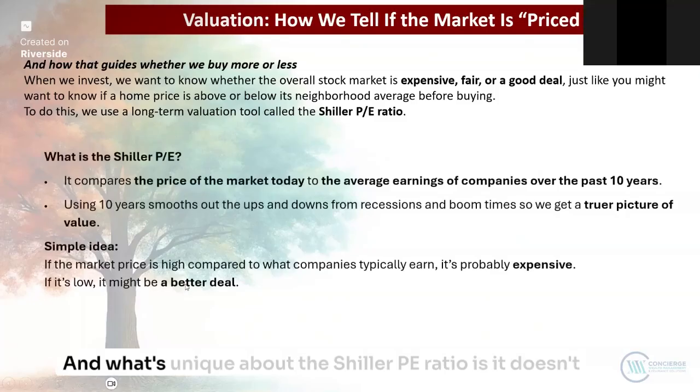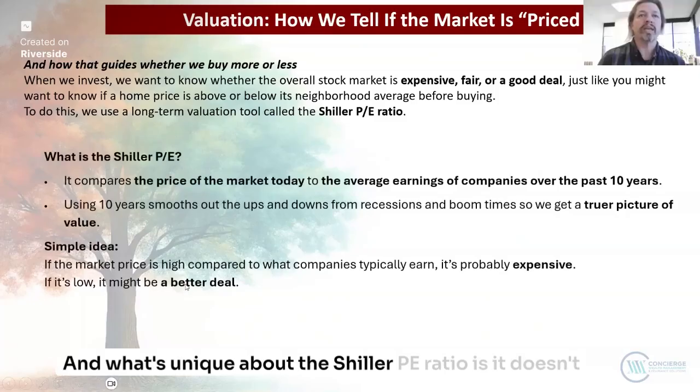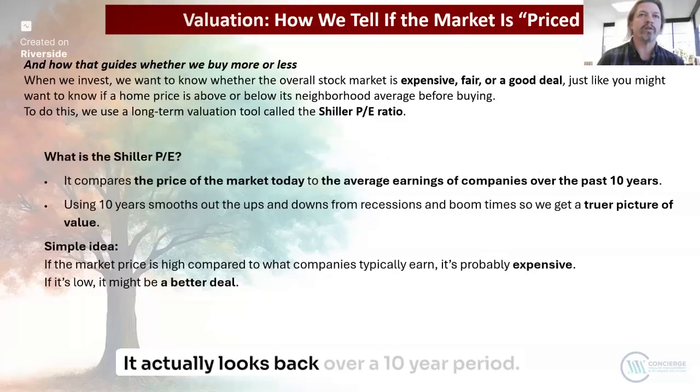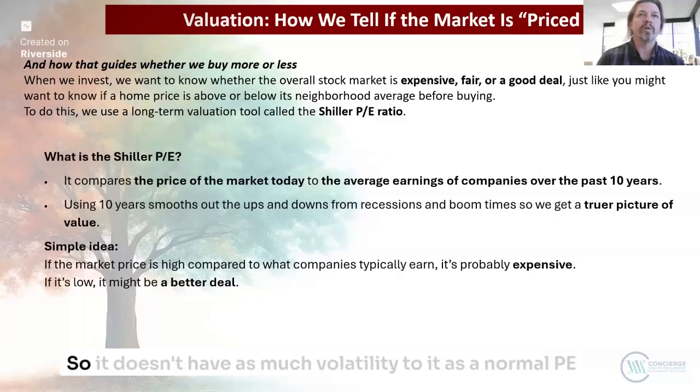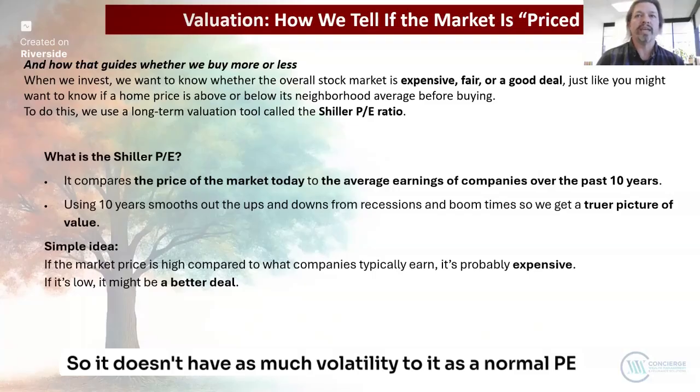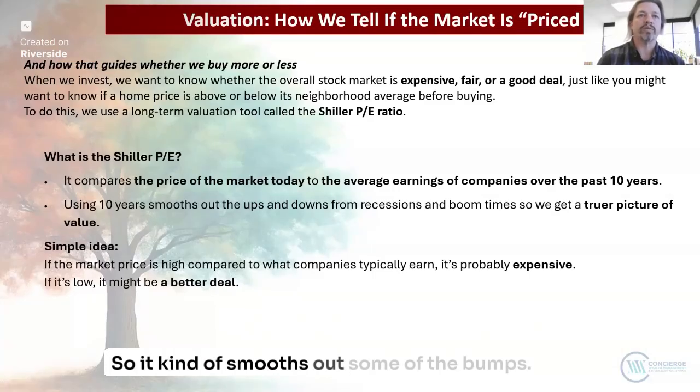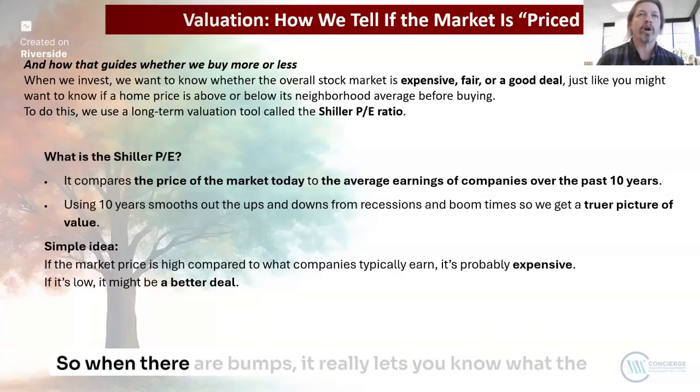What's unique about the Shiller PE ratio is it doesn't just look at the valuation based on today. It actually looks back over a 10-year period. So it doesn't have as much volatility as a normal PE ratio might. It kind of smooths out some of the bumps. So when there are bumps, it really lets you know what the status is.